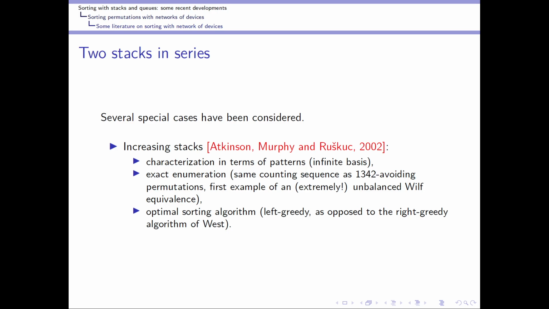This is probably the first example of a so-called unbalanced Wilf equivalence, that is, two classes of permutations which are equinumerous, but are defined in terms of two bases having different cardinalities. And, well, this is a case of an extremely unbalanced Wilf equivalence, since in one case the basis has only one element, and in the other case the basis is infinite.